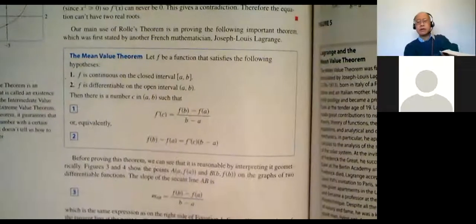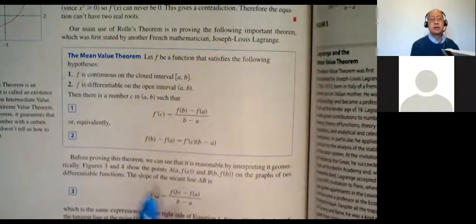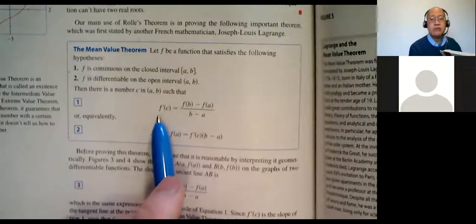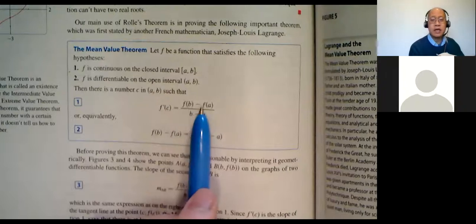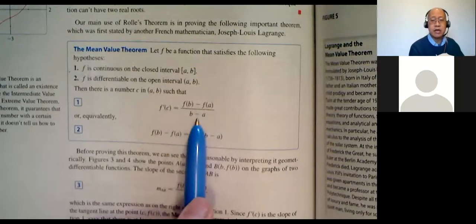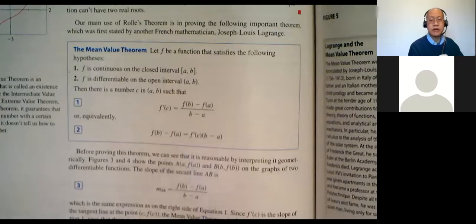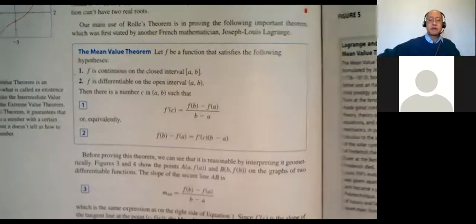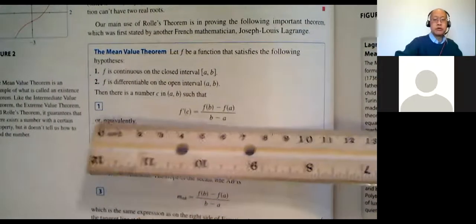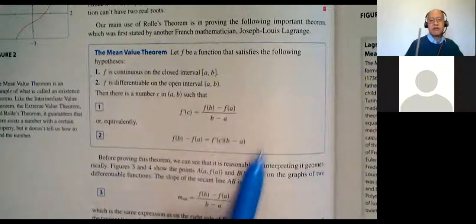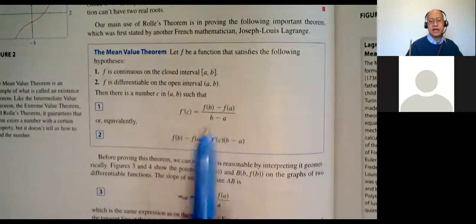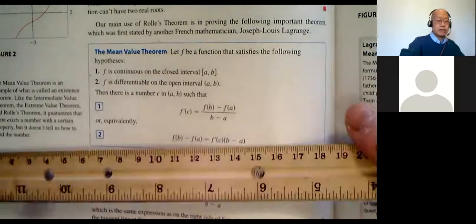What is our conclusion? Unfortunately, it's not as nice. f prime of c equals f of b minus f of a divided by b minus a. This is also true, but you don't really want to look at that. So I would say don't put this part on your cheat sheet. It's true, there's nothing wrong with it. But how do you go from here to here? Just multiply both sides by b minus a, and it looks like that. So I don't think it's necessary.